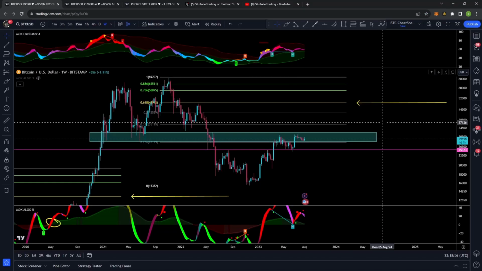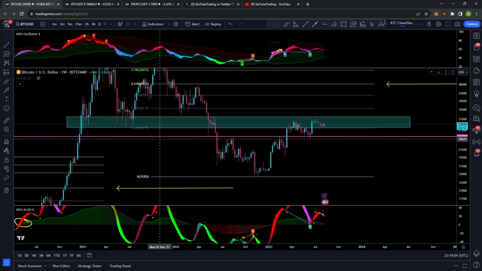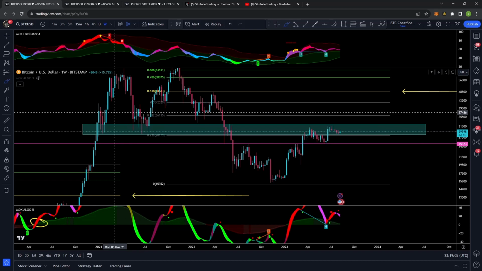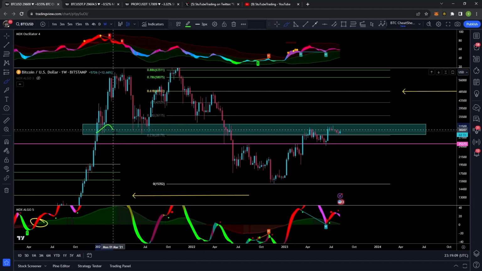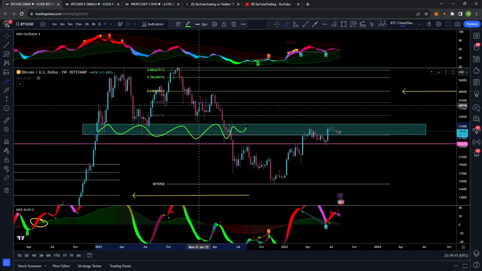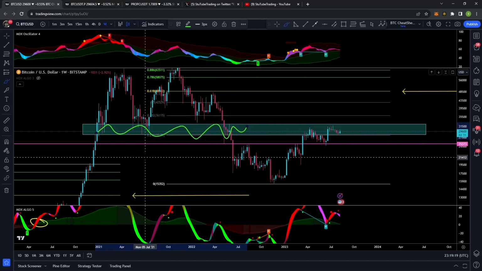I wanted to hop over to the weekly. Something that I noticed today is, basically this whole blue box here is, going back to where our bull market had topped out. This was the support during the first half of the bear market, if you want to call it that, while we consolidated sideways before getting our capitulation to the downside there.